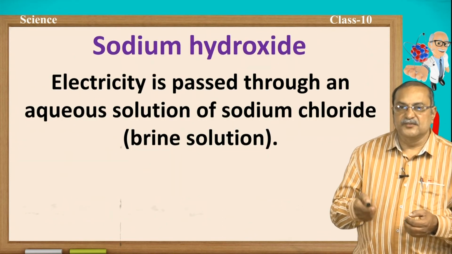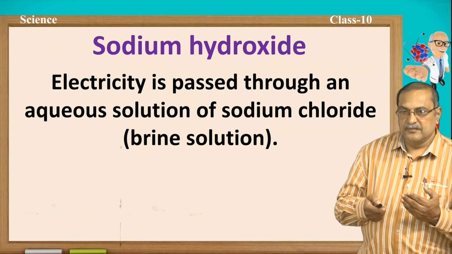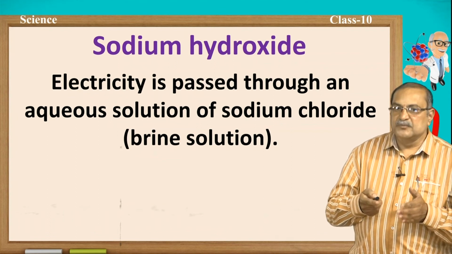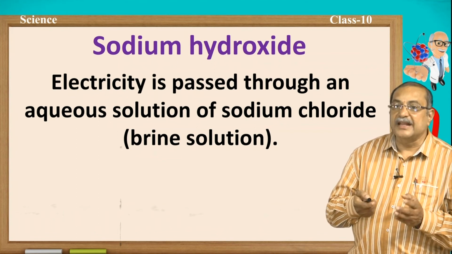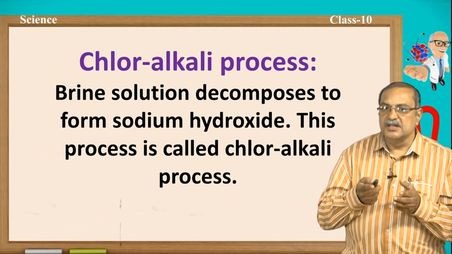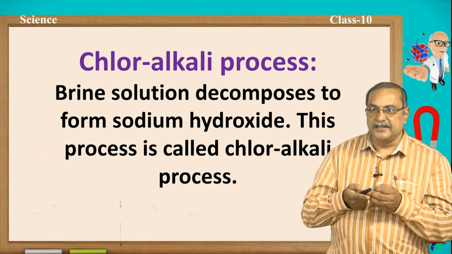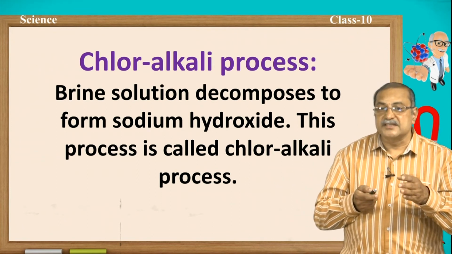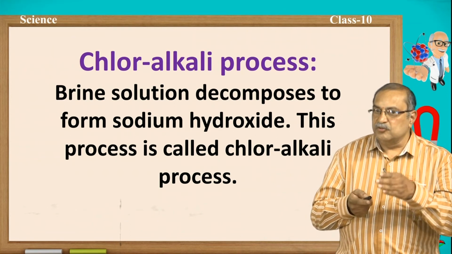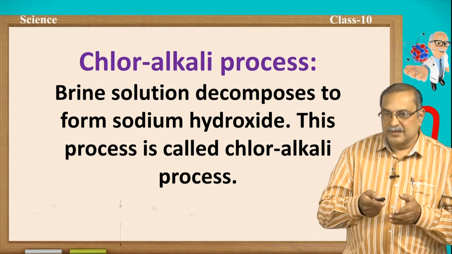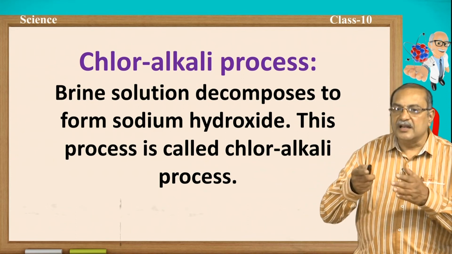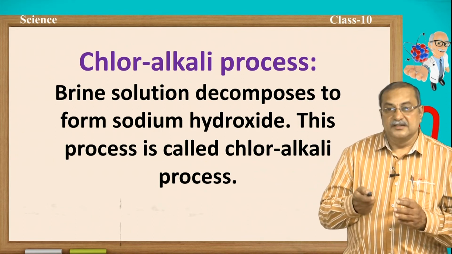Let us go to sodium hydroxide, one of the products we are going to get. By passing electricity through an aqueous solution of sodium chloride, that is brine solution, the brine solution decomposes to form sodium hydroxide, NaOH. This process is called the chlor-alkali process. Why do we call it chlor-alkali? Chlorine is obtained from sodium chloride and the alkali, sodium hydroxide, is formed. So these two combine, that is the chlor-alkali process. This is very important.